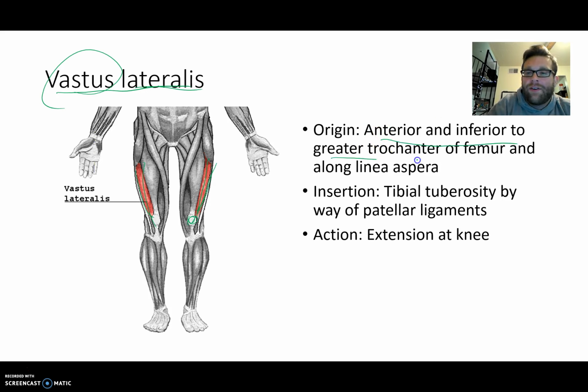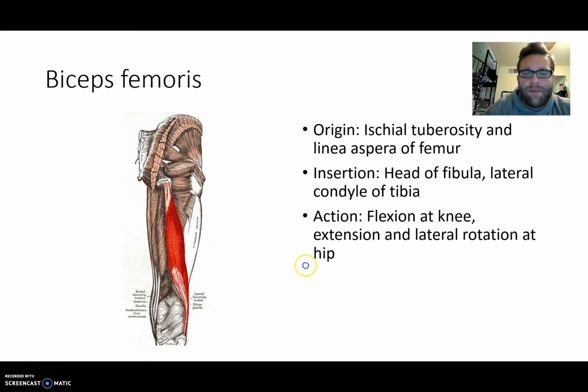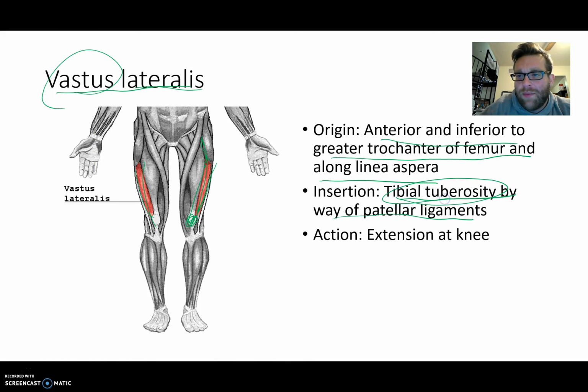Origin, anterior and inferior greater trochanter of the femur and along the linea aspera. So remember that white line going across the femur. That's what you're going to see. So we've got our vastus lateralis. It's going to go underneath this muscle up here, and it's going to continue down. It's going to insert on the tibial tuberosity by way of the patellar ligament. With these by-way muscles, it's going to attach to a ligament that's going to go to that bone. But you guys can just write tibial tuberosity. If you just want to write tibial tuberosity, that is fine with me.